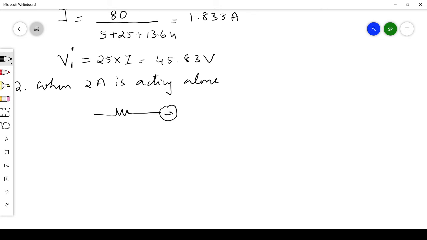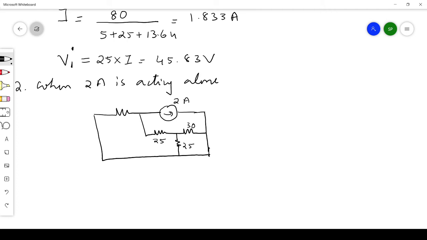The 2 ampere source is there. Now we have these 2 resistors. Here we have kept a short circuit, here also we made a short circuit. This resistance is present, this is 25, this is 25, and this is 30, and this is 2 ampere, and this one is 5 ohm. So all the resistances are in ohms. Here plus minus we have the voltage V1.